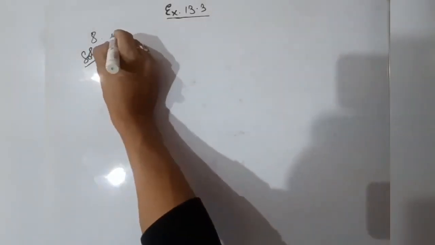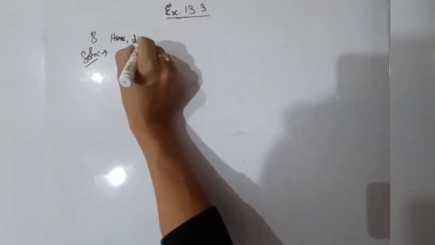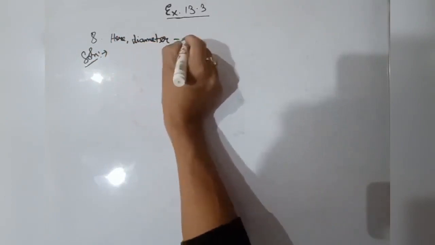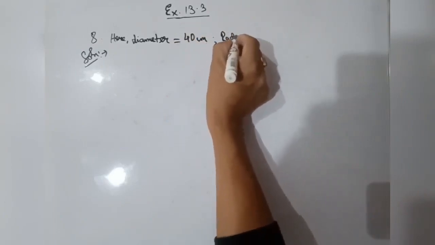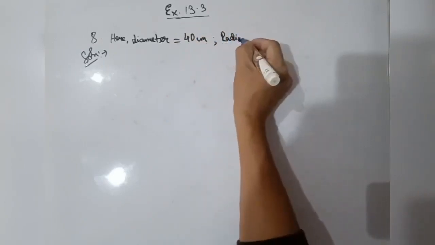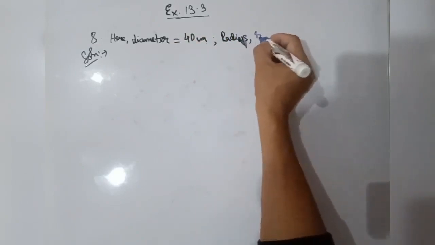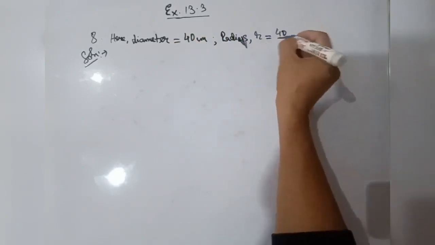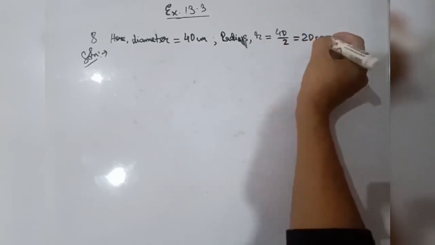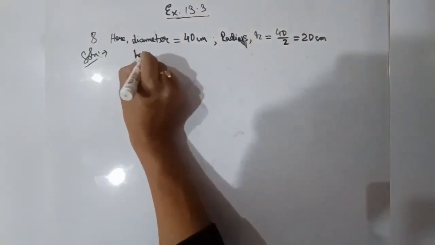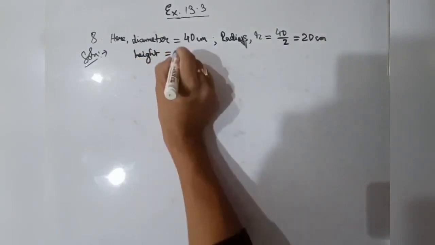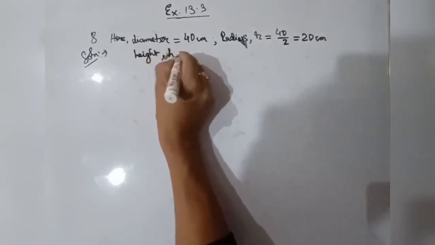So exercise 13.3, question number 8 solution. Let us first write down the given information. Here diameter of the cone is equal to 40 centimeter. So radius of the cone, represented by the letter R, is equal to 40 by 2 equal to 20 centimeter. And the height of the cone is given as 1 meter.